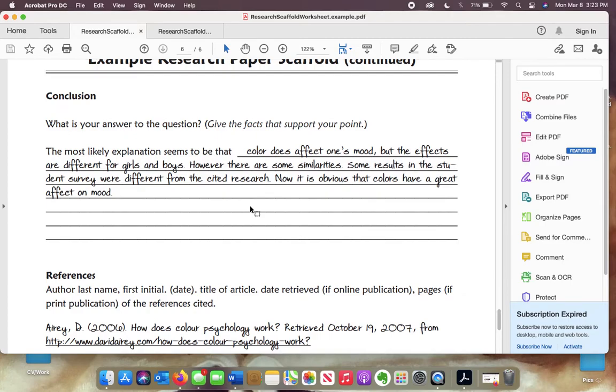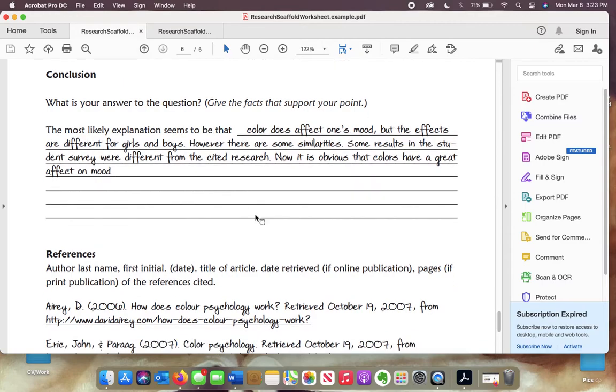So the most likely explanation seems to be that color does affect one's mood, but the effects are different for girls and boys. However, there are some similarities. Some results in the student survey were different from the cited research. It is now obvious that the colors have a great effect on mood.